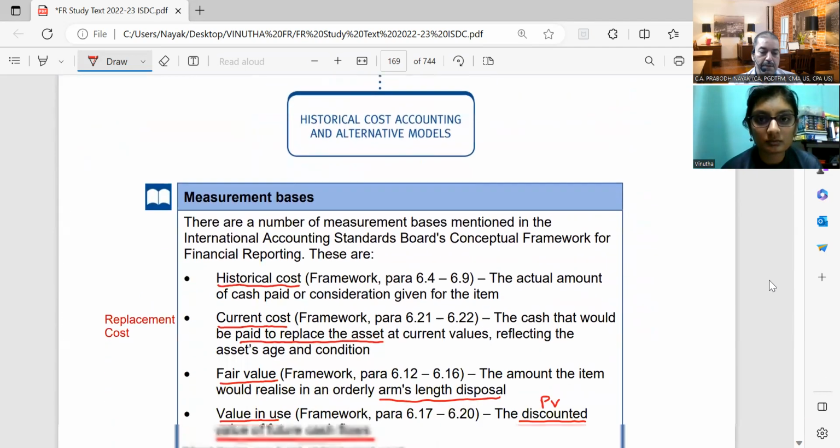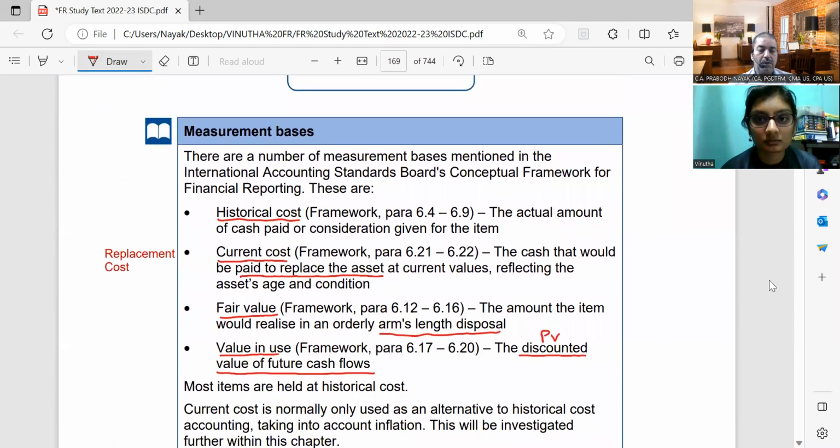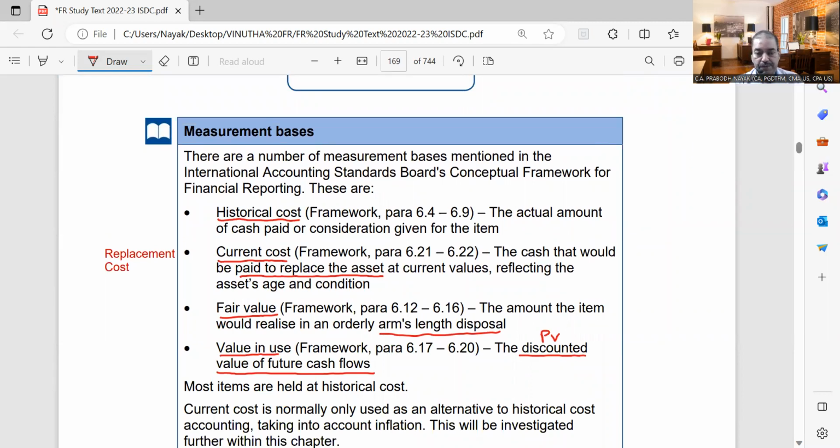Okay. Now, in the topic of measurement, we will learn the different methods of measurement. We will learn that there are different ways in which we can value the assets, liabilities. So we call them as measurement basis. There are a number of measurement bases mentioned in the International Accounting Standard Board conceptual framework for financial reporting. The first one is historical cost.